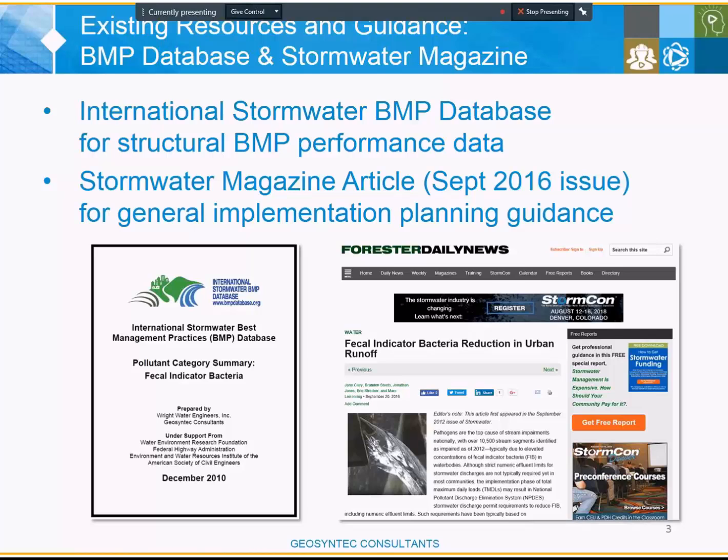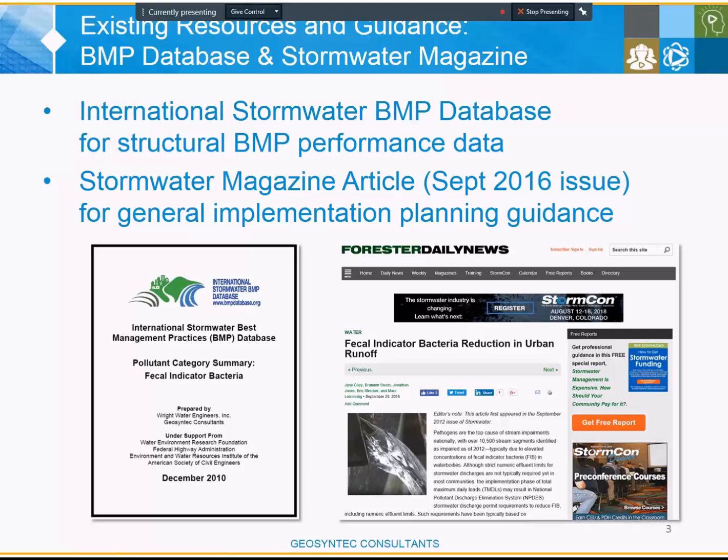Well, on BMPs, especially structural BMPs, the commonly accepted resource that is most comprehensive and most used is, I believe, the International BMP Database, which can be found at bmpdatabase.org. And there are nice fact sheets there. I'm showing one of them here from December 2010, which we call a pollutant category summary, essentially a fact sheet on bacteria. It not only compiles all the bacteria performance data of structural BMPs, but it also has narrative discussions on sources of bacteria and non-structural BMP selection for bacteria control.